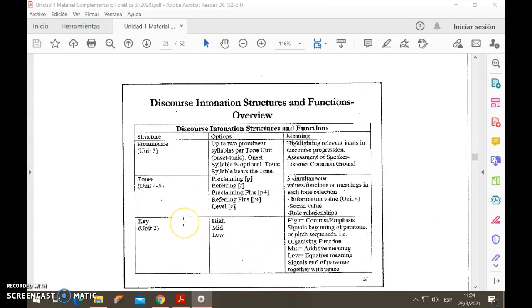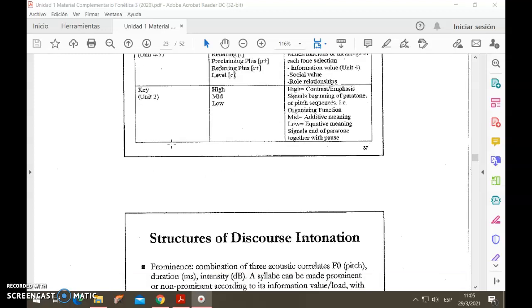This is the organization of structures of intonation and functions, but they are not very clearly explained here. But the structures of intonation that we analyze this year are prominences, tones, and key. Key is pitch height, it's not pitch movement. Tones are pitch movement. And prominences, you already know that from Phonetics 2, has to do with accent, sentence accent, but in discourse, all right?